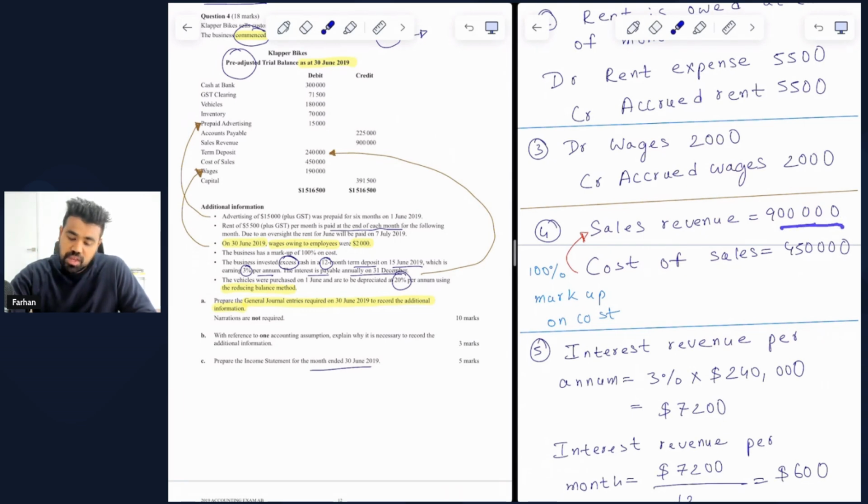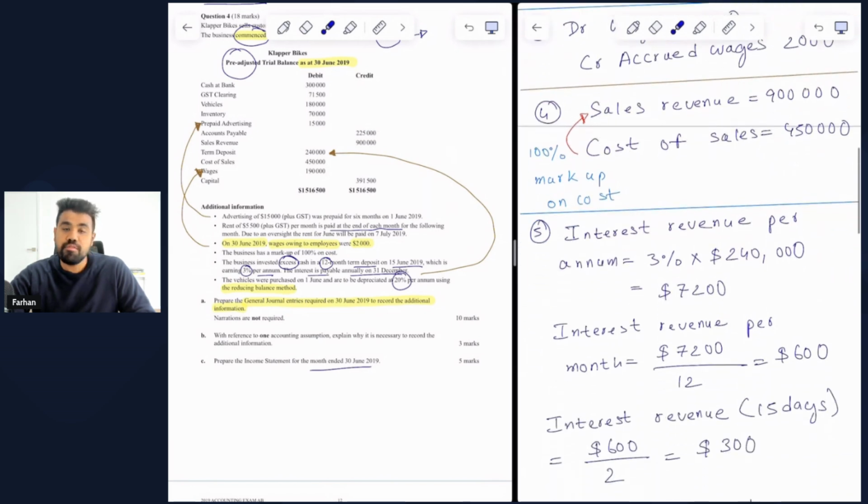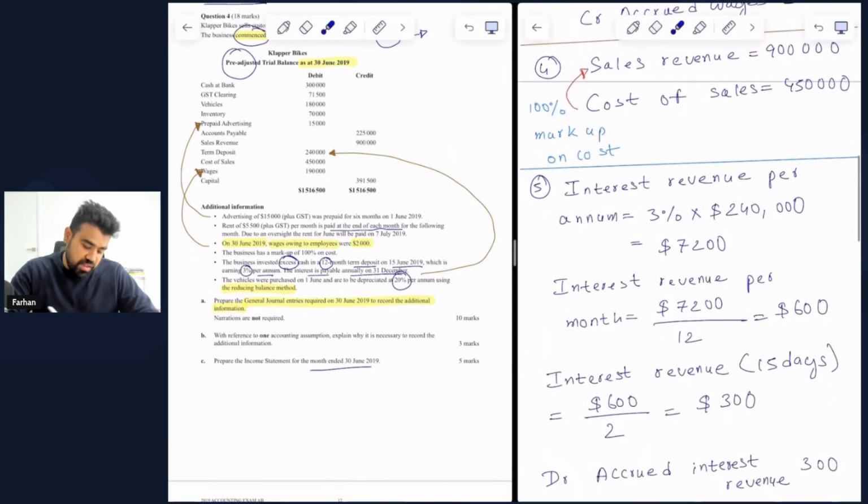As you can easily see, sales revenue minus cost of goods sold equals $450,000 as the gross profit, which is something we will eventually include in the income statement in part C. Now let's move to additional information number 5. The business invested excess cash in a 12-month term deposit on 15 June 2019, which is earning 3% per annum.